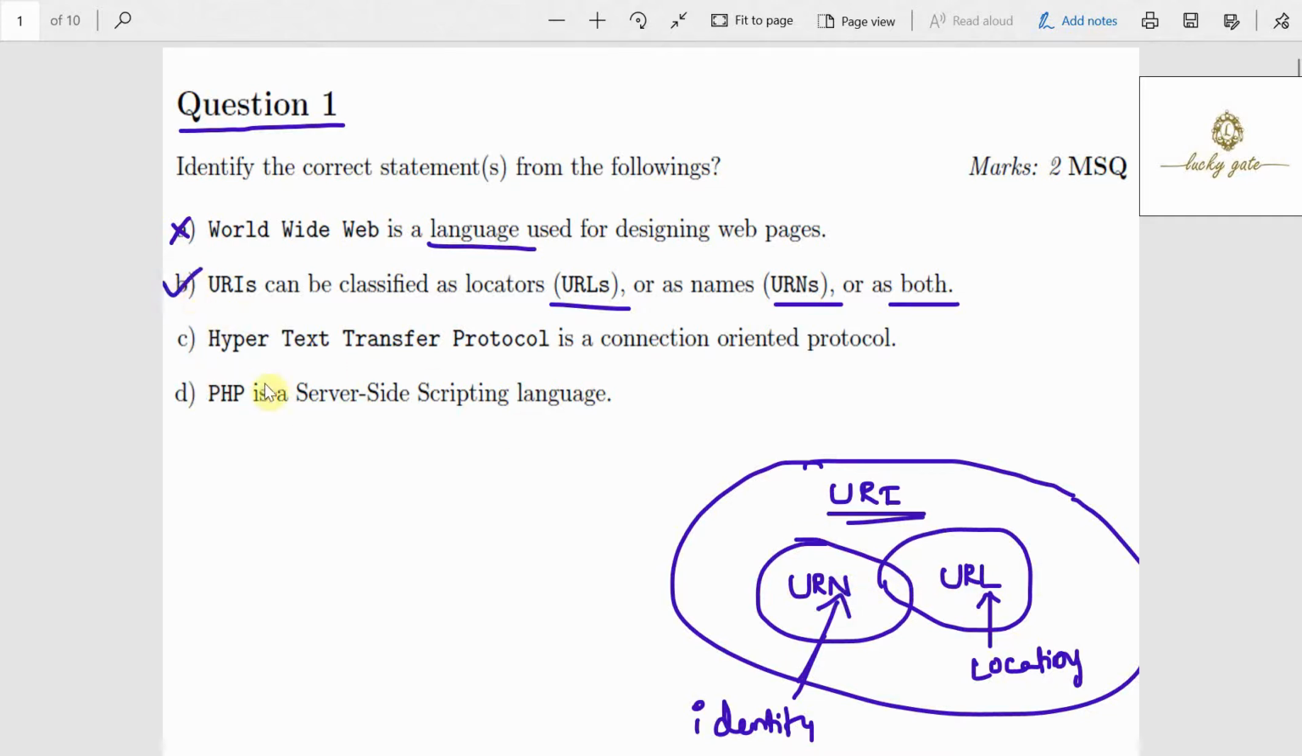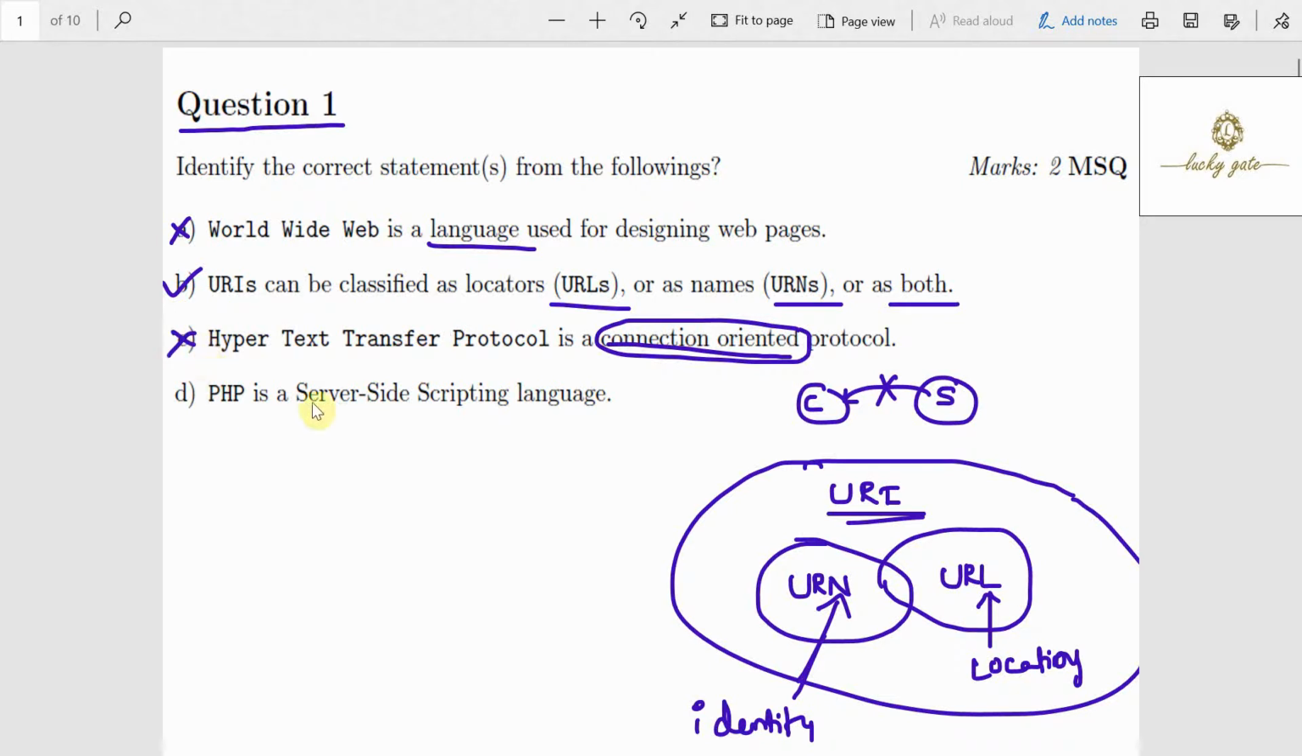Option C is given, hypertext transfer protocol is a connection oriented protocol. Actually, what is hypertext transfer protocol? It is a connectionless protocol. It is not connection oriented. What is the meaning of connectionless? Once the server replies to a client, it closes the connection with the client and forgets all about the request. That's why we call it a connectionless protocol. So option C is incorrect.